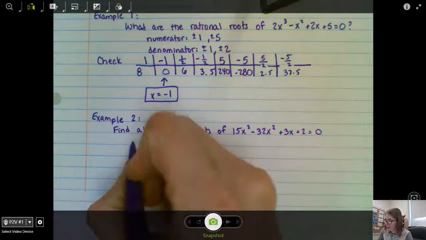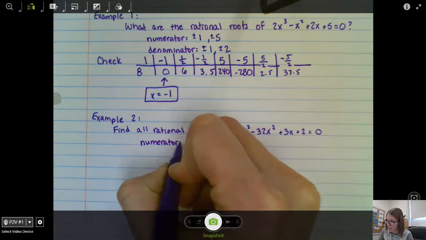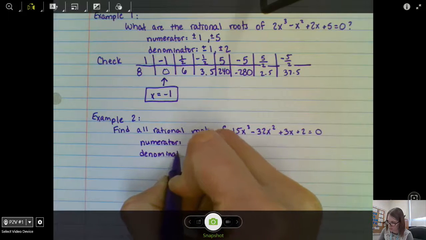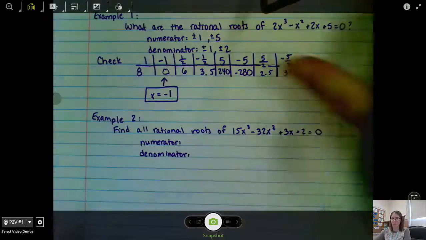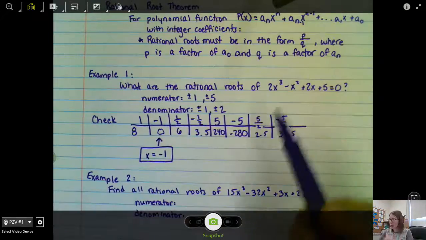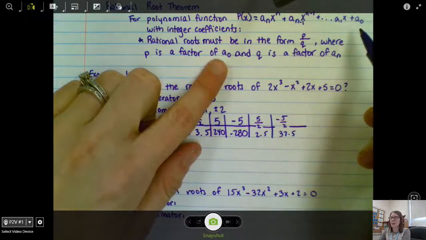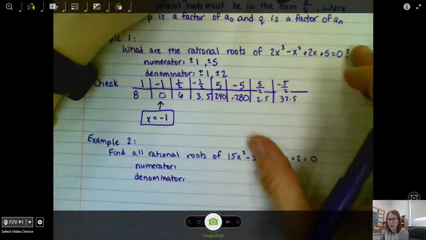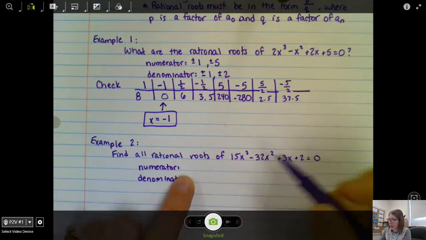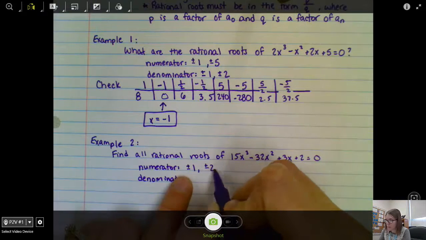Let's list out our possibilities for the numerator and also our possibilities for the denominator. All right, I'm going to go back up to the top here for a second. Remember that our numerator, p, has to be a factor of a sub 0. It has to be a factor of our constant. So in this case, the numbers that multiply to 2, our options are pretty limited. We could have plus or minus 1, plus or minus 2.